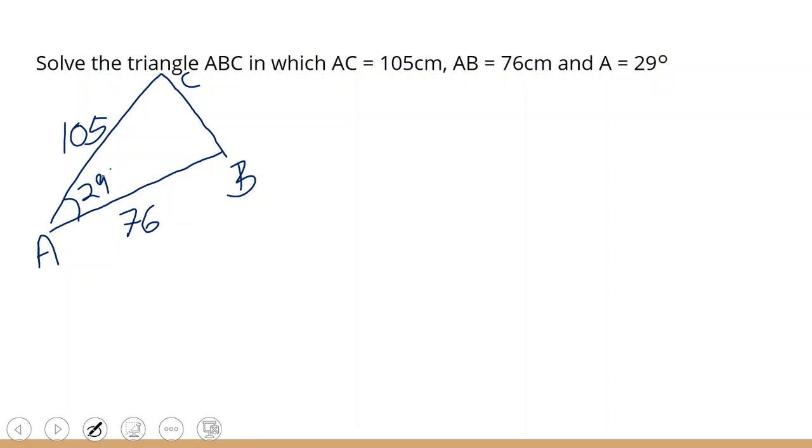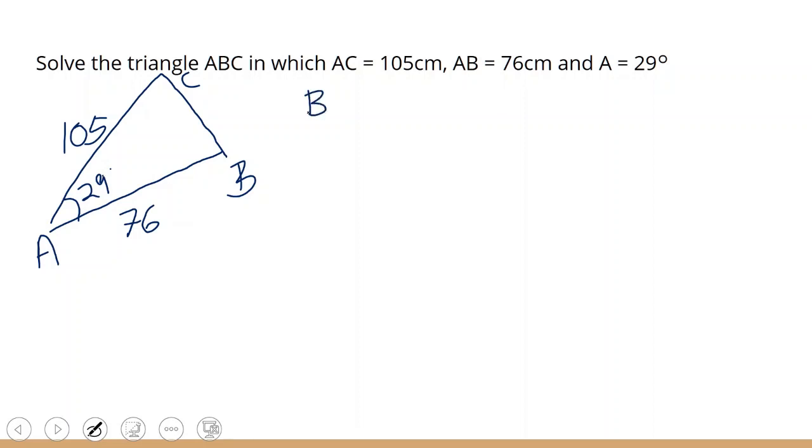And so now, solve the triangle means we now need to find all the missing values. So we have to find one length and two angles. Here I don't have enough opposites to help me out, since the angle and the opposite side are not given to me. So I'm going to need to use cosine rule this time. So let's go ahead and use cosine rule to find the missing side.